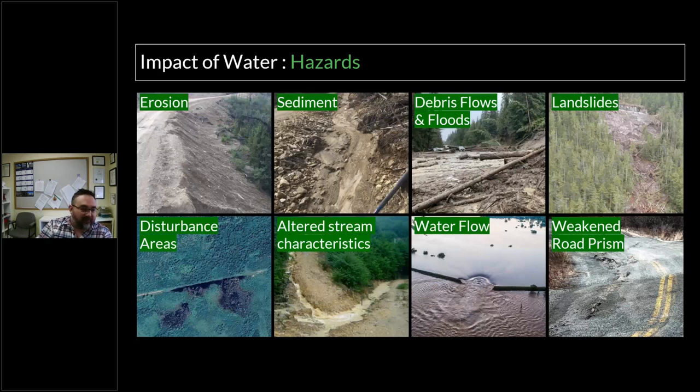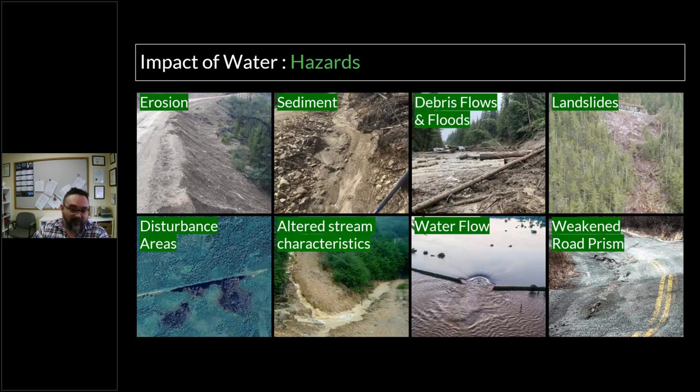Standard erosion, we've got a picture there of a fill slope that just has water flowing over it. It doesn't even have to be erosion in your road prism, it's erosion wherever. Along with that, almost always comes sediment. If we start concentrating those things into channels, we can start causing debris flows or floods. And remember, we spoke about that before. That's where we have water and usually a bit of debris that we accumulate in the channel.